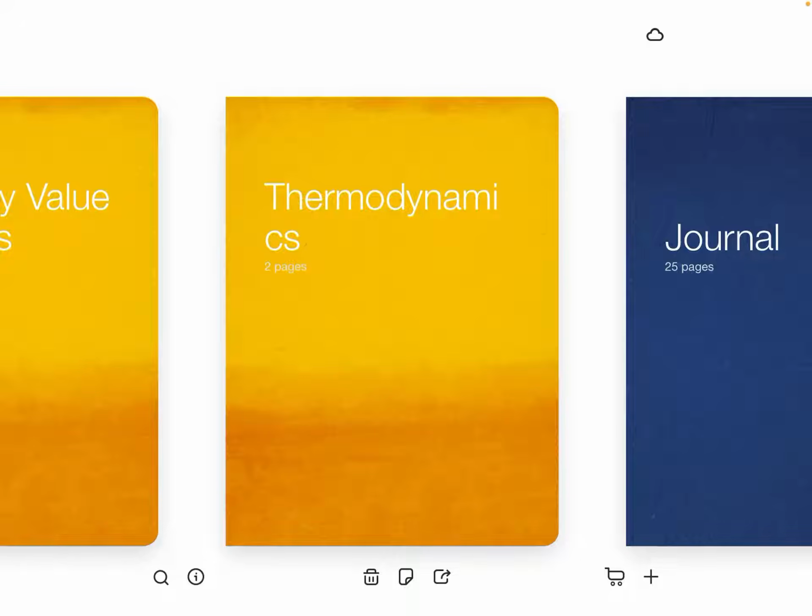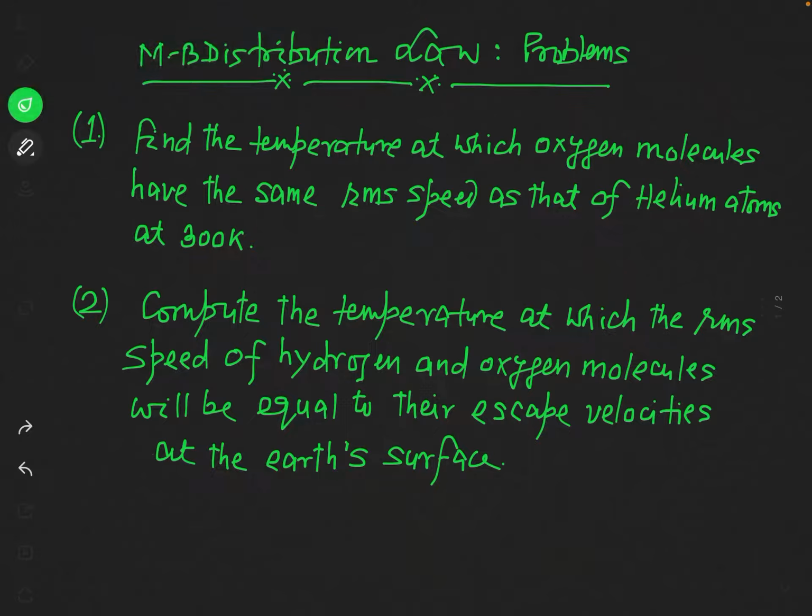In the previous lecture, you have seen the solution of some of the important numerical problems. Again, today we are going to solve two important problems, and you can see I have mentioned those two problems here. So the first problem is very simple and very easy. If you remember the expression for the RMS speed of gas molecules, then you can easily solve this first problem. So what is this first problem?